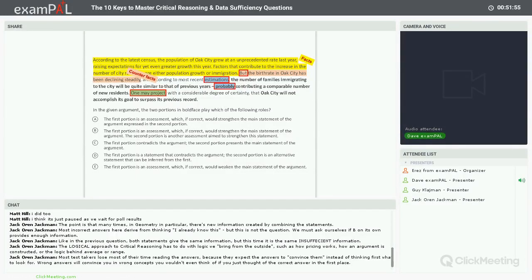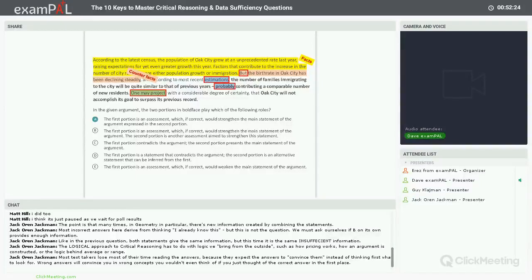Okay, so this projection is directly based on the assessment which the first portion presented. If the number of residents won't grow, then Oak City will not break the record. So the first boldface portion is an assessment, and the second one is a conclusion which derives from the entire argument. And that's the bottom line, and we can figure this out completely on our own, and only after that go and look at the answer choices and see that this is what answer choice A tells us. It's in fact exactly what it tells us.